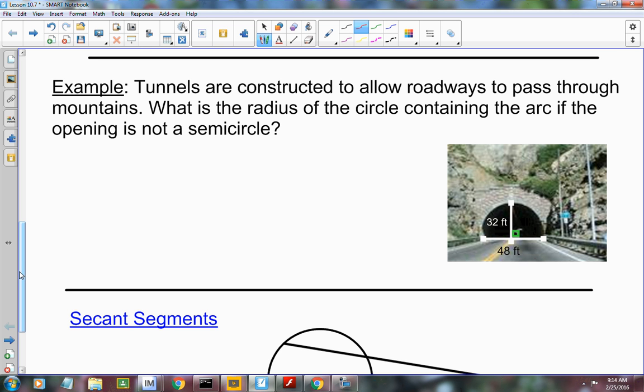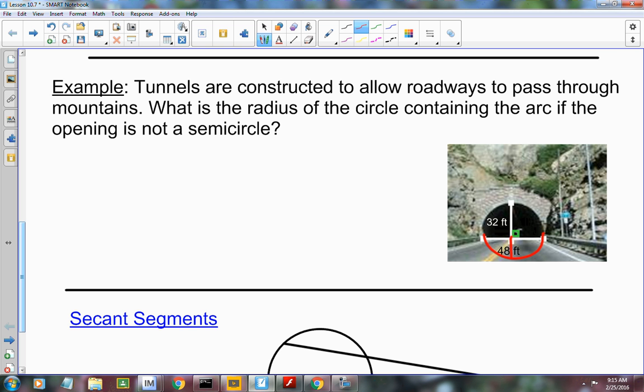Now, we could extend this around to actually be a circle, okay? And the height of this, which is the 32, the perpendicular length, is part of the diameter, okay? Because the diameter is the longest part of the circle. And so we could extend this down here, okay, to make the diameter. Now, we have the width of our road, which is 48, okay? What happens when the diameter is perpendicular to a chord? What does it do?